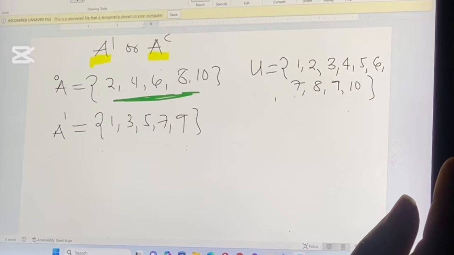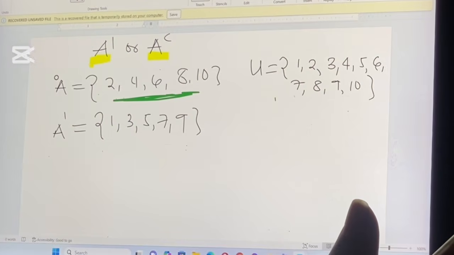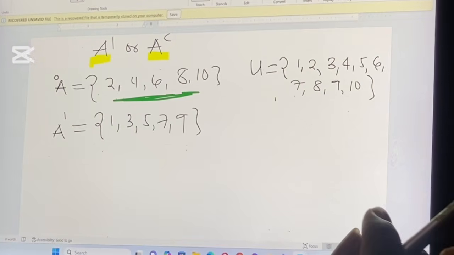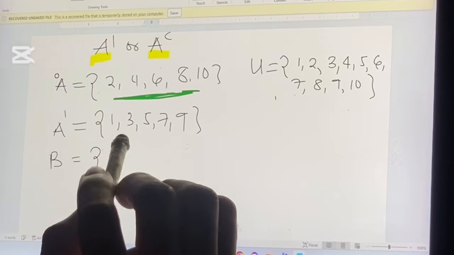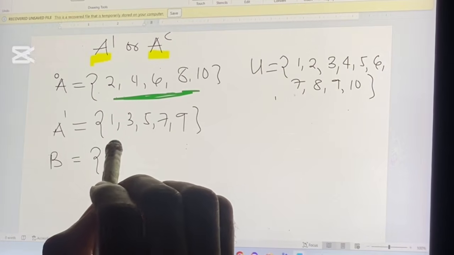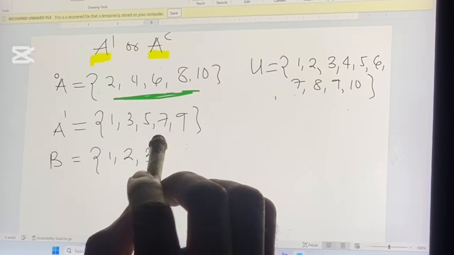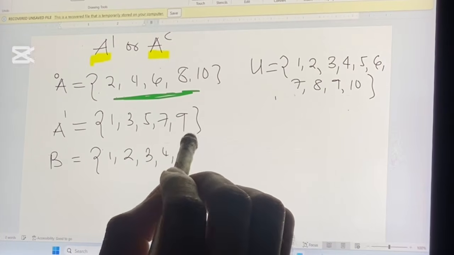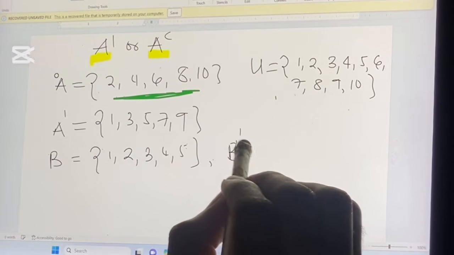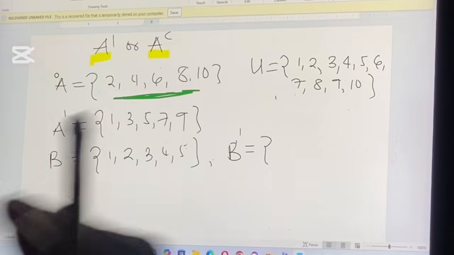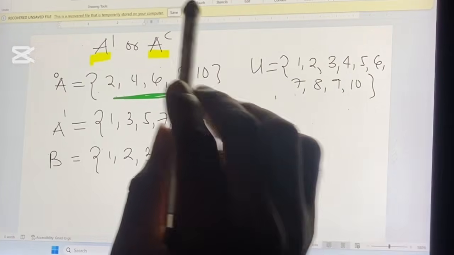So the next is to get the complement of B. Remember, it's the same definition. That is what is not in B but in the union set. So let's get B first. The set of B, from the question here, is 1, 2, 3, 4, 5. So our B complement will be equal to, so what are the values that are not in B but in the union set? So let's use this union set here.